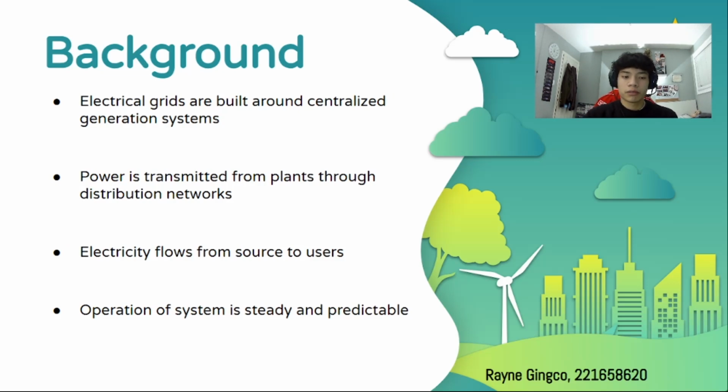A little bit of background, electrical grids are built around centralized generation systems, where large power plants generate electricity and send it across long distances. Power moves through transmission lines, through networks, and then to us, the consumers. The grid is built around steady power outputs, where rates are predictable and supplied power is planned in advance. Now we'll explain the key limitations of traditional grid design.